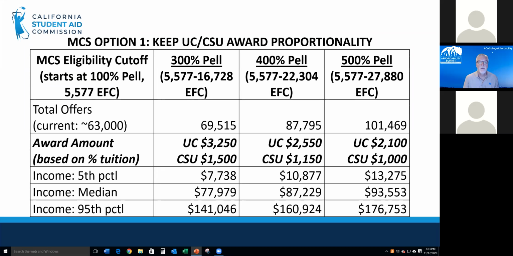If you cut it off at 400 Pell, you get more offers. Certainly the award amount goes down, but you reach higher up into income levels. At 500% Pell, you get almost 100,000 awards, and the upper boundary extends all the way up to 176,000.